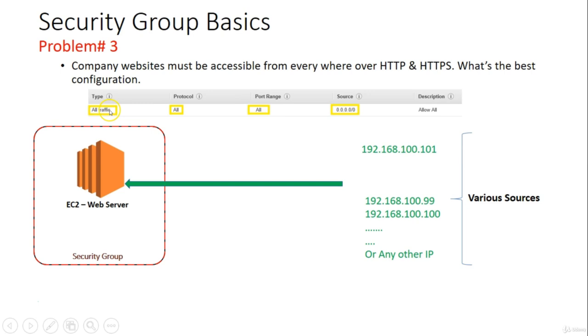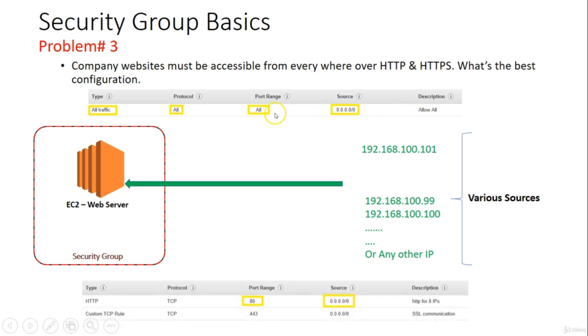Can we do this? Can we allow all traffic, all protocols, all port range from any source? 0.0.0.0/0 means allow all. Everything should be allowed. We have already seen this. So this is one of the solutions. You are allowing everything, every port, every protocol. Now, is this the best solution? Maybe not. Let us see.